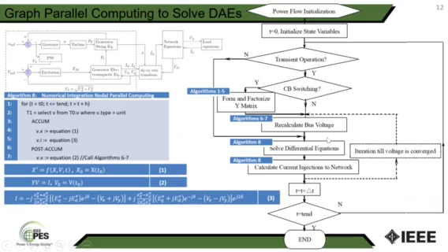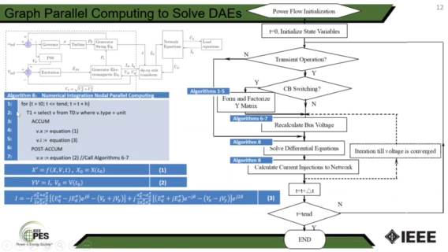Once we know the bus voltage, we can solve differential equations and calculate current injection by using algorithm 8. I will talk about it later in parallel. So we do this loop until voltage is converged. Then we move to the next step.